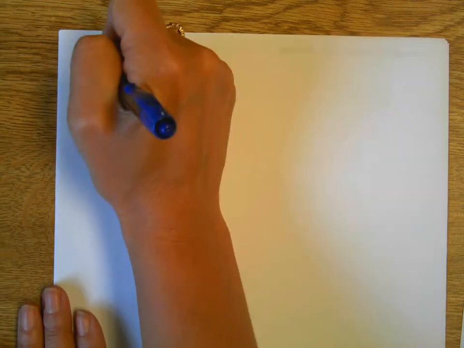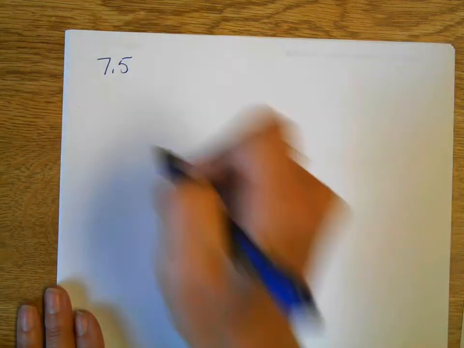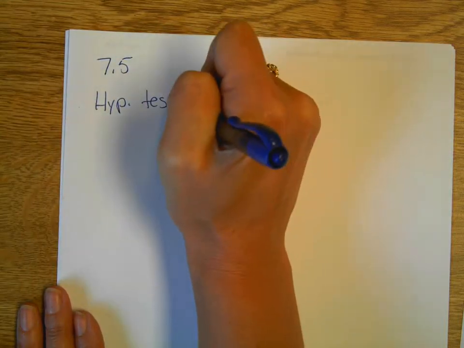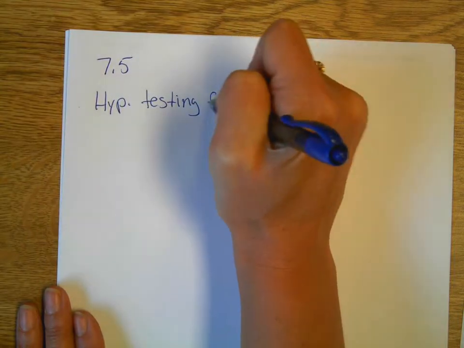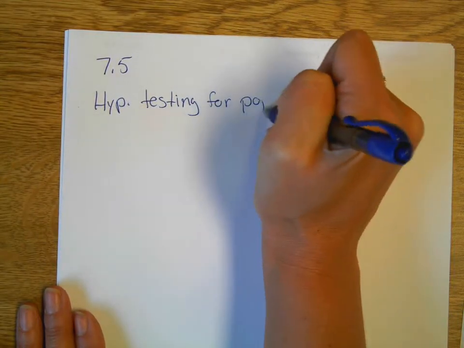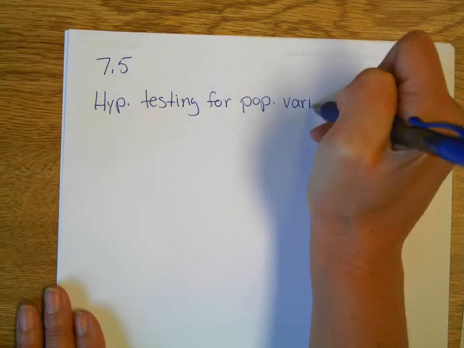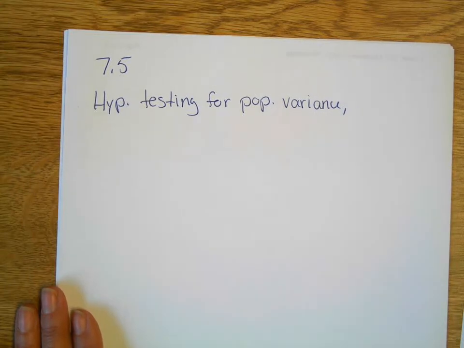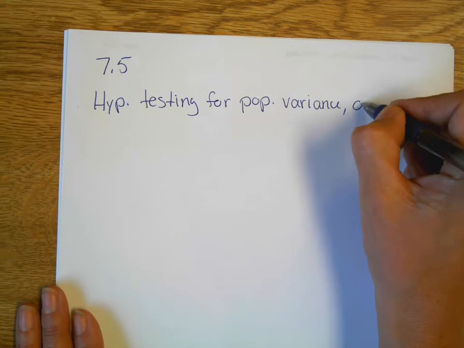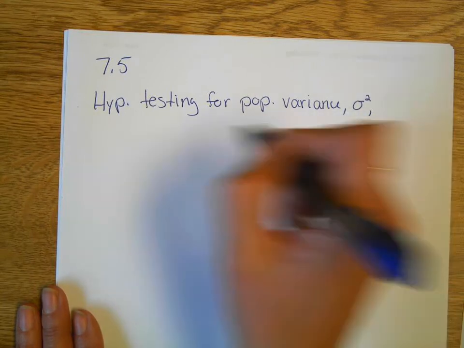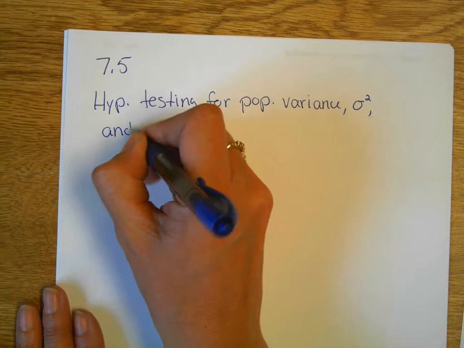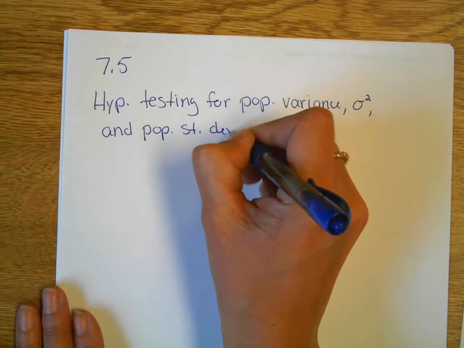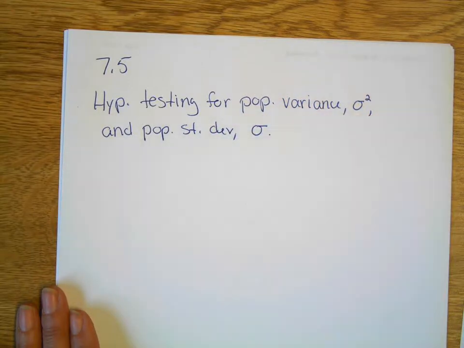Okay, 7.5, last section of the chapter. Hypothesis testing for population variance and standard deviation. What's the symbol for population variance again? Sigma squared. And population standard deviation, sigma.